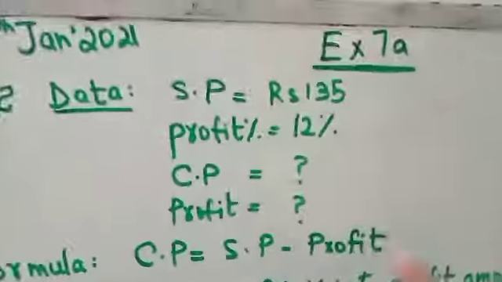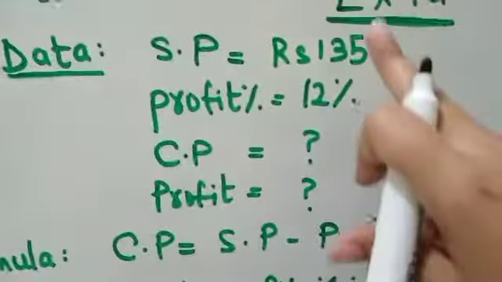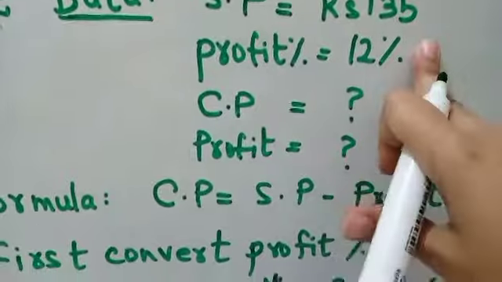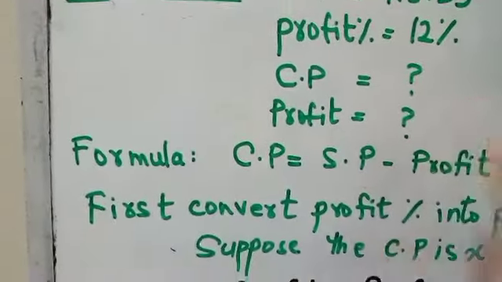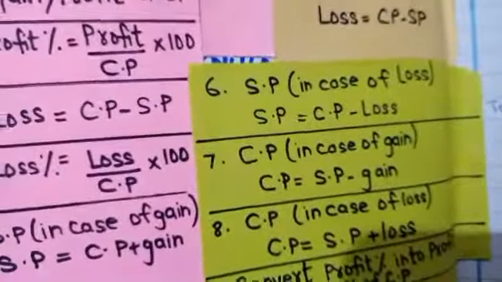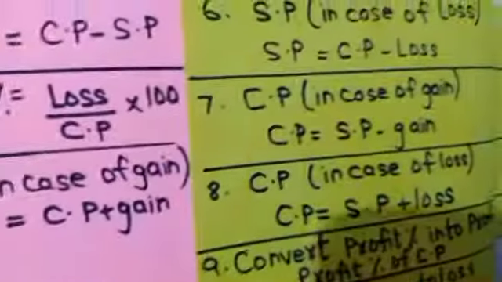I will make the data in the same form. Selling price, profit percentage, cost price. Here I will write profit as well because percentage is given. Whenever it is given in percentage, you have to write down profit as well. The formulas which I will be using, you will see all the formulas in your book. Here I have to calculate cost price.